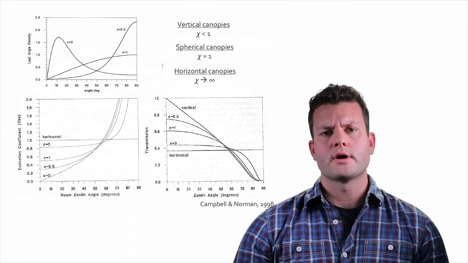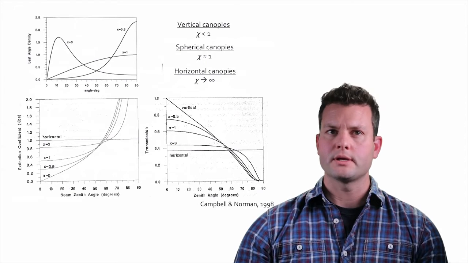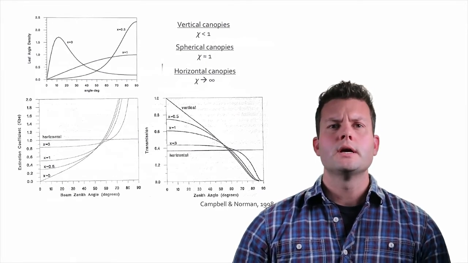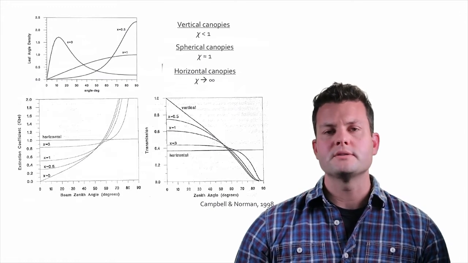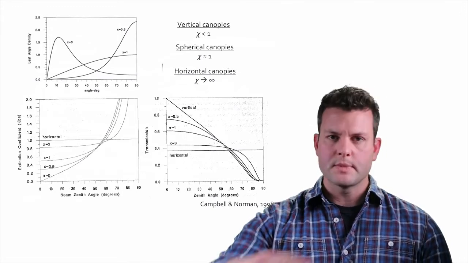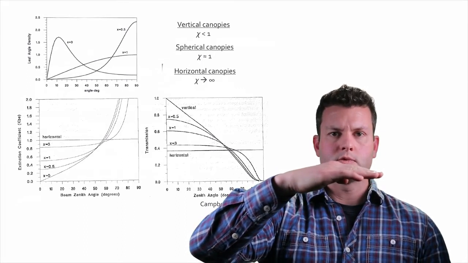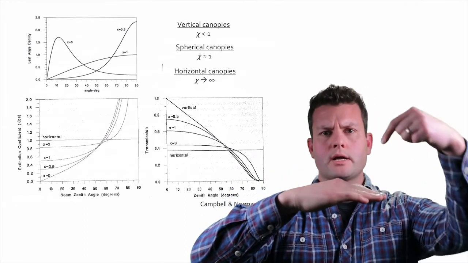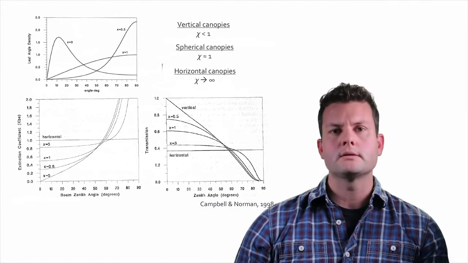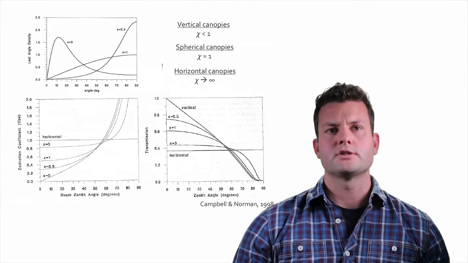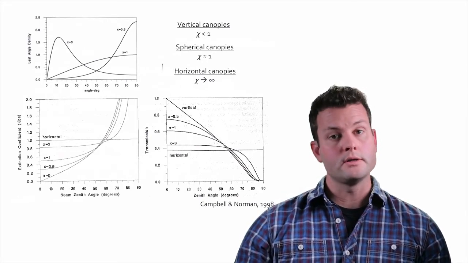Contrast that with the horizontal case, or the case where all the leaves are perfectly horizontal. That would be the chi equals infinity case. And you can see that then the extinction coefficient has no dependency on the beam zenith angle. And this makes sense. If you think about a perfectly horizontal leaf, it's not going to matter what angle the solar radiation is striking it. It's going to have an extinction coefficient that's invariable.